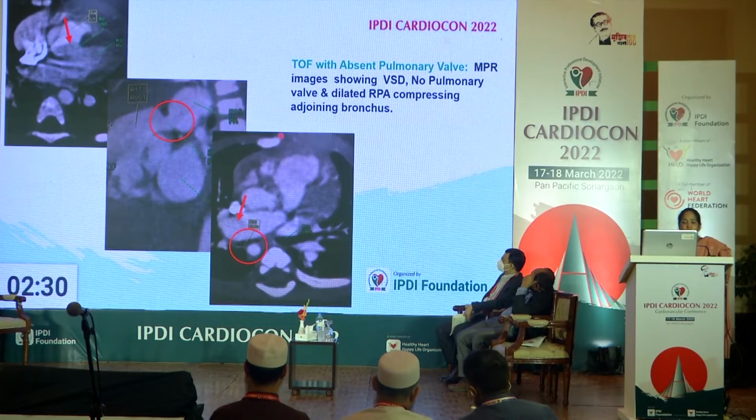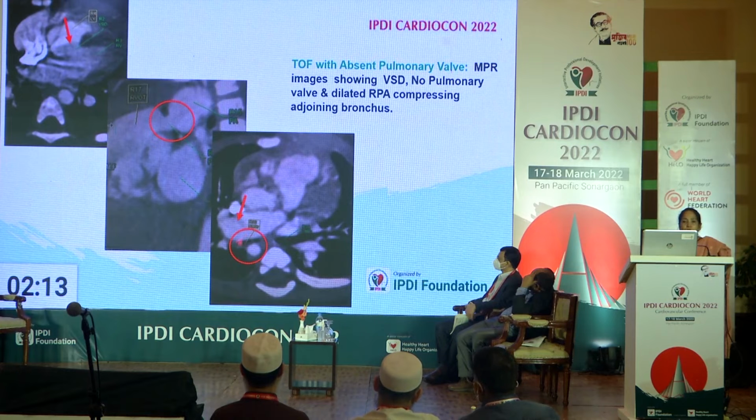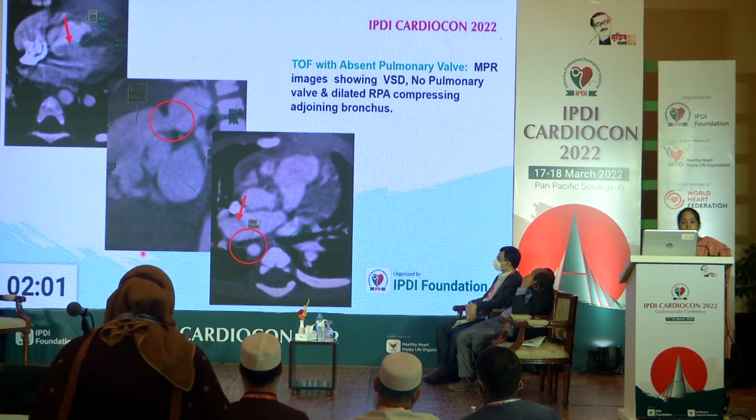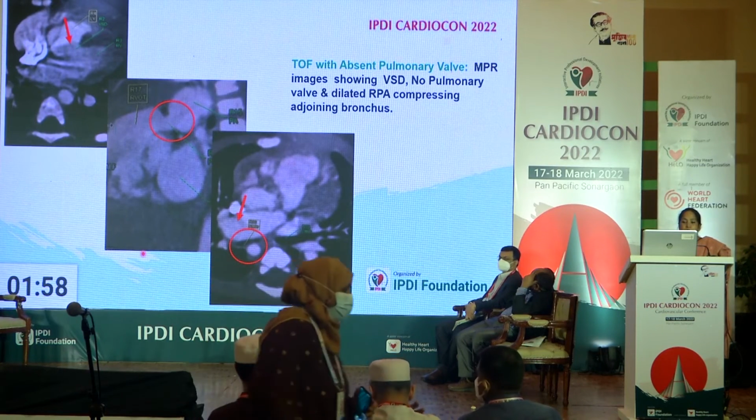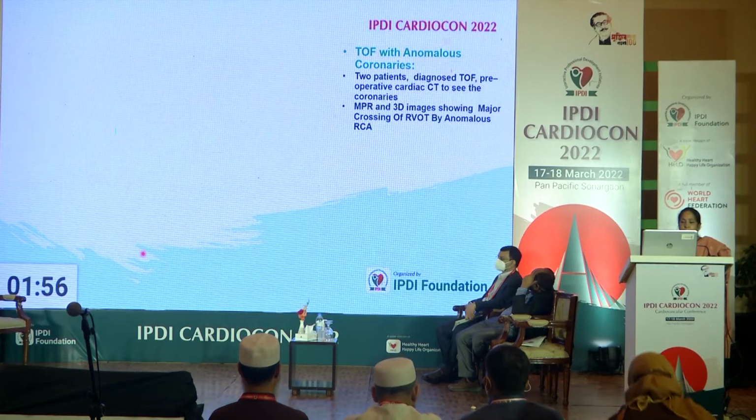TOF with absent pulmonary valve usually presents early with respiratory distress, because in the absence of the pulmonary valve there is a marked dilatation of the post-pulmonary PA, and you can appreciate the large RPA compressing the adjoining bronchus, which is possibly the cause of respiratory distress. So this type of patient needs extra caution and a plan. The surgeon should plan for reconstruction surgery of the bronchus at the same time, so thoracic surgeons are also needed during surgery.